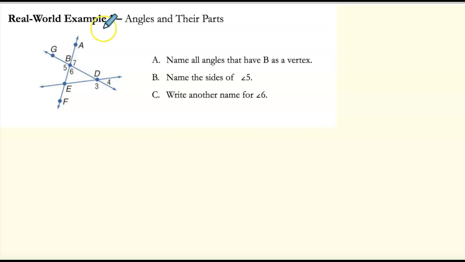I'm going to show you where they're at. So the first one is right here. So we're going to name that angle. We put the angle sign, and we would say either GBA or ABG. Either way is fine.